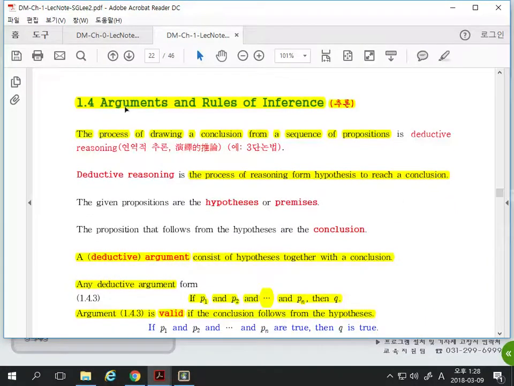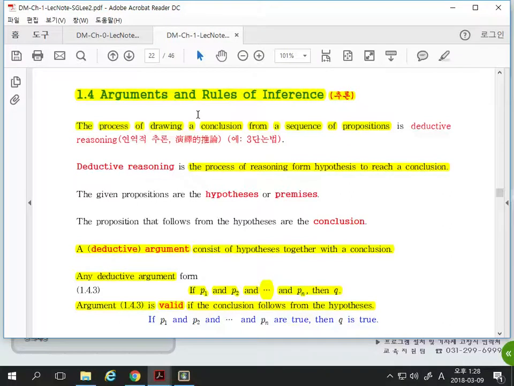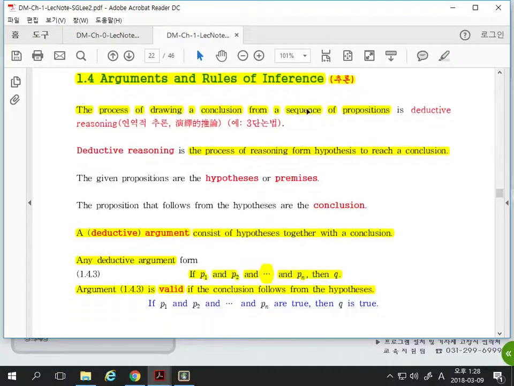With those, we start section 1.4, argument and rule of inference. Okay, arguments and truth. Here, we cover the process of drawing a conclusion from a sequence of propositions, which is called deductive reasoning. Deductive reasoning in our word is 연역적 추론. One example of this is 3단 논법 that you have learned. The deductive reasoning is the process of reasoning from hypothesis to reach a conclusion. So from the given hypothesis, with the logical argument, we reach the conclusion. That is called deductive reasoning.